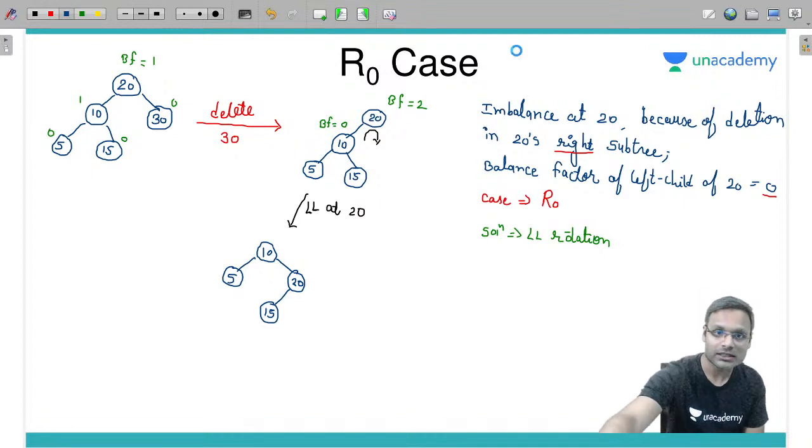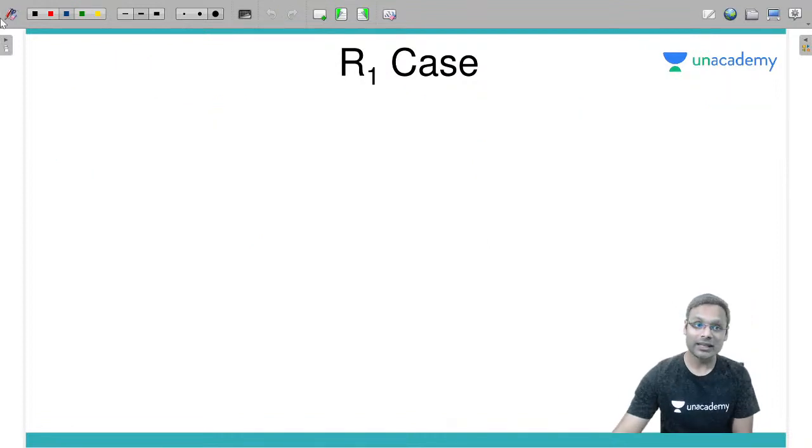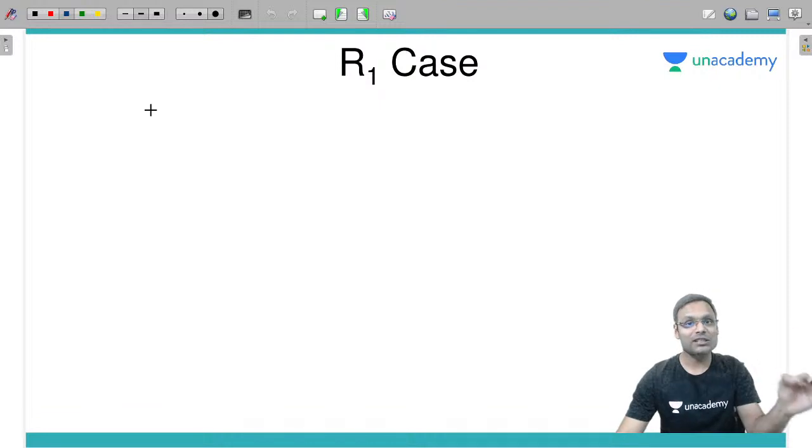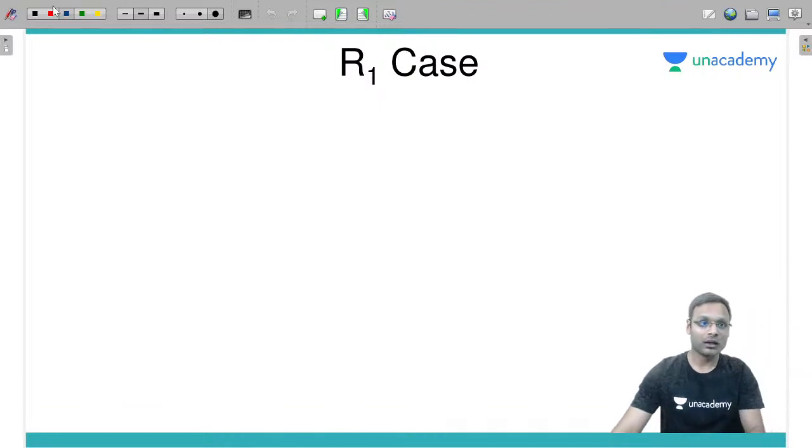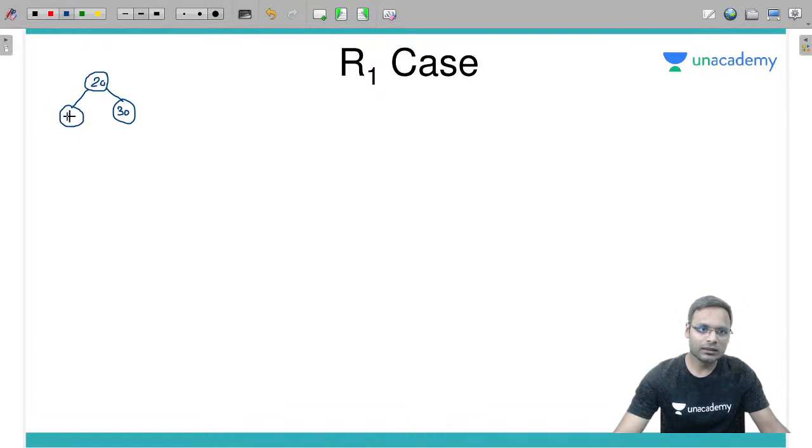If you understood this, I will quickly cover R1 case. Deletion in right side, left subtree's balance factor is 1. How we will do that? R1 case. Quickly I will cover this. 20. Right side, suppose 30. Left side 10 and 5. This is the tree. Suppose from this particular tree, which is of course balanced, balance factor here is 0, here is 1, here is 1, here is 0.